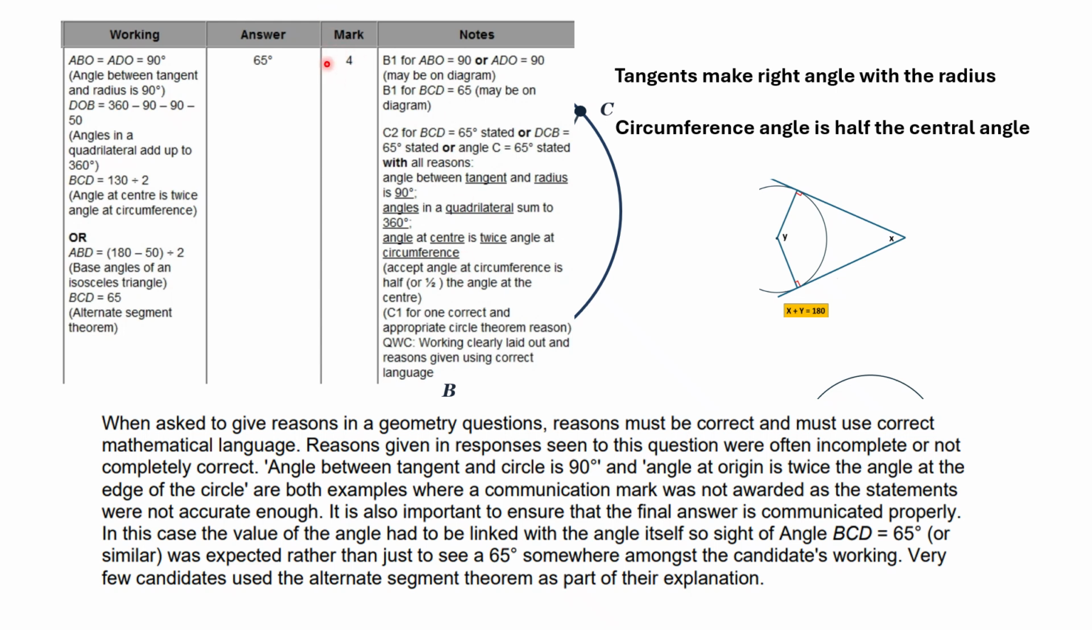This is a 4-mark question. If you don't show all your working, you may get 1 or 2 marks. Let's go to question 3.